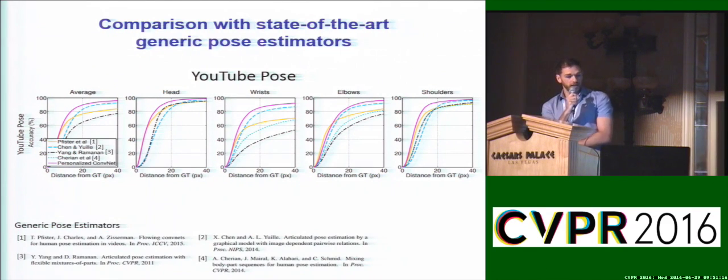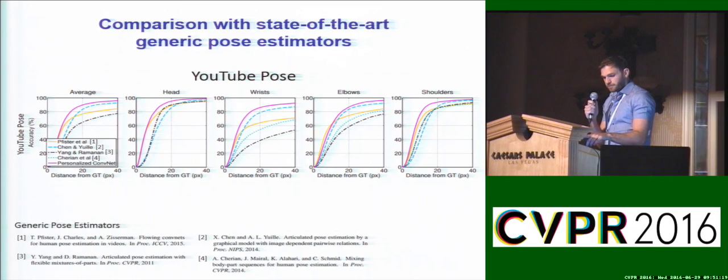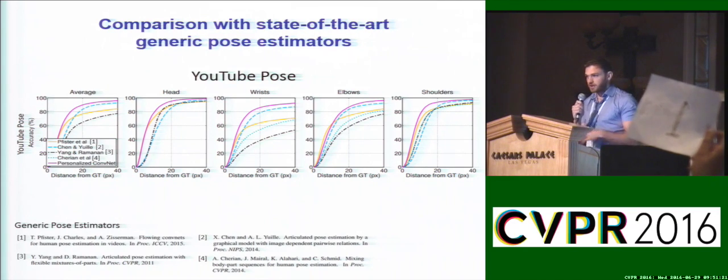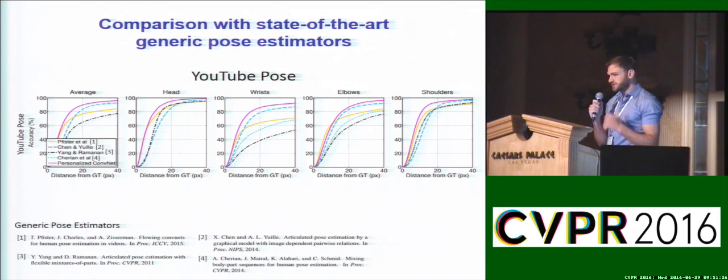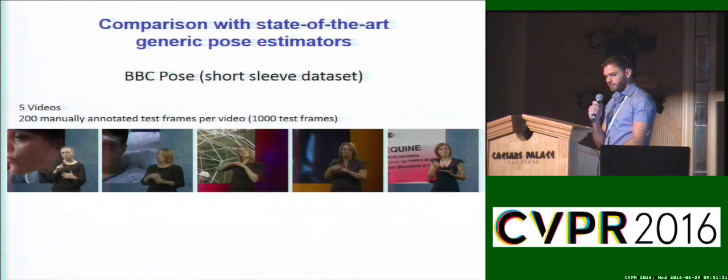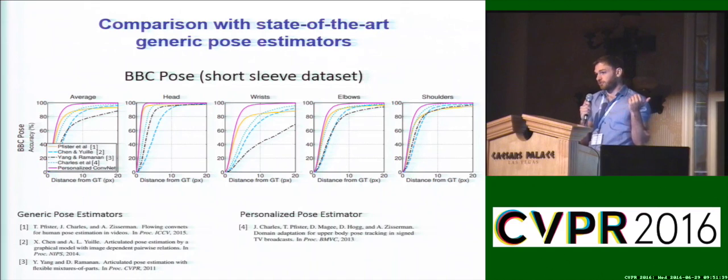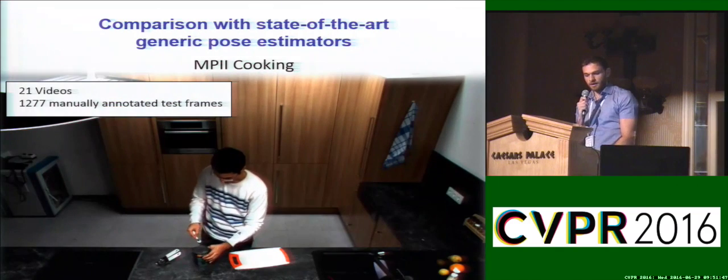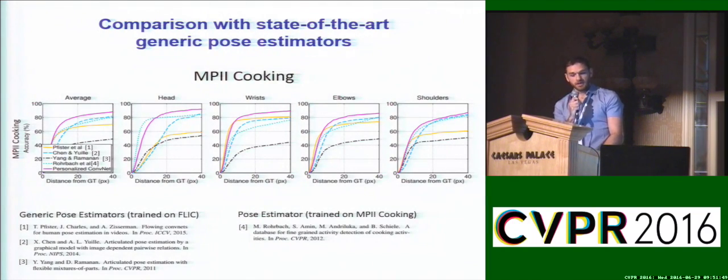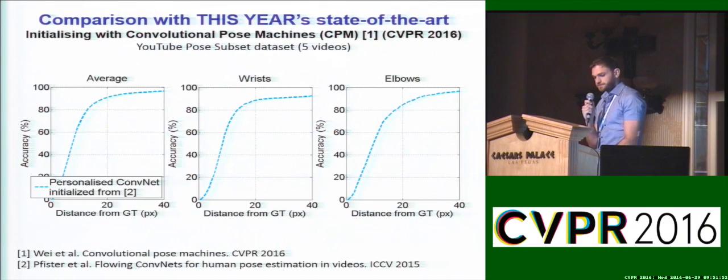Comparing against the state of the art, the performance of the personalized convnet is shown as a purple curve here. This is the top curve, and we outperform all of the previous state of the art on YouTube Pose. For the BBC Pose dataset, this is a 5-video dataset of sign language signers. Again, we perform very well on this dataset. For MPI cooking, again a similar story is told.